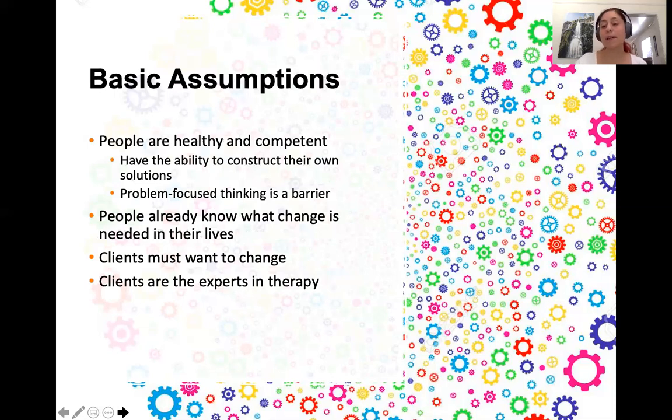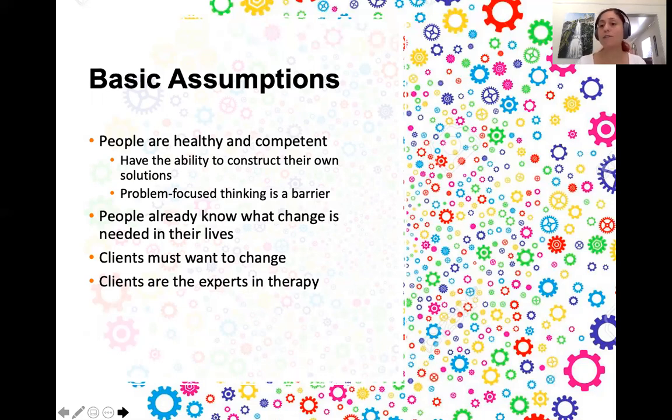There are also some important basic assumptions about the client specifically that matter in solution-focused therapy. First off, it's grounded on the optimistic assumption that people are healthy and competent, and that people have the ability to construct solutions that can enhance their lives. Their problem-focused thinking is what's preventing them from recognizing the ways that they've dealt with problems. But if they can move past that to see their resilience and their resources and their skills, then they can develop and use solutions on their own.